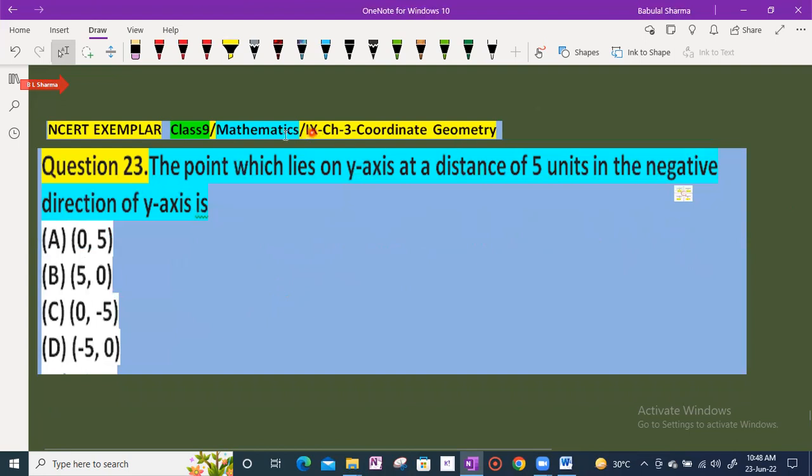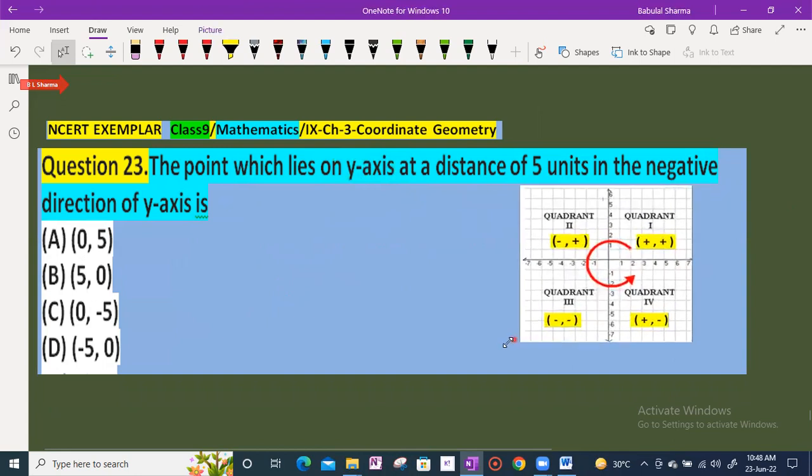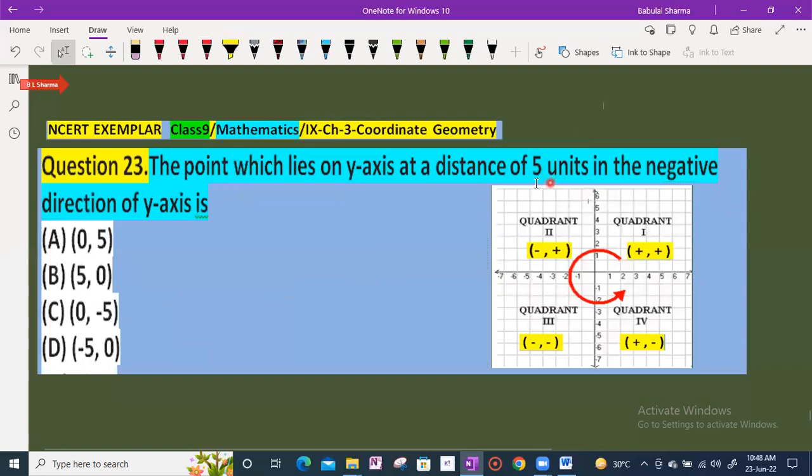Next question is on your screen. The point which lies on y-axis at a distance of 5 units in the negative direction. Y-axis means x coordinate will be 0. Yes. And 5 units in the negative direction of y-axis is this. So the point will lie here. Yes, the coordinate of this point will be 0, -5. So here C is the correct option of this question.